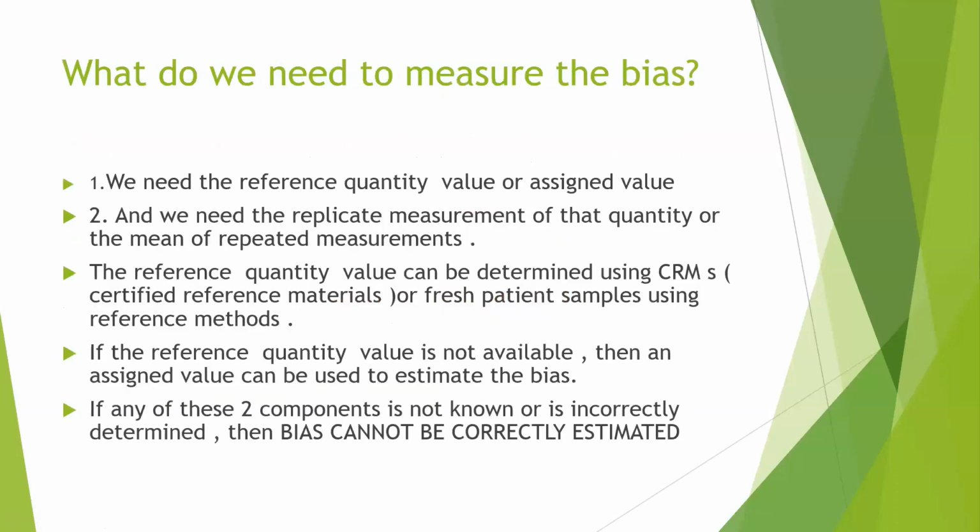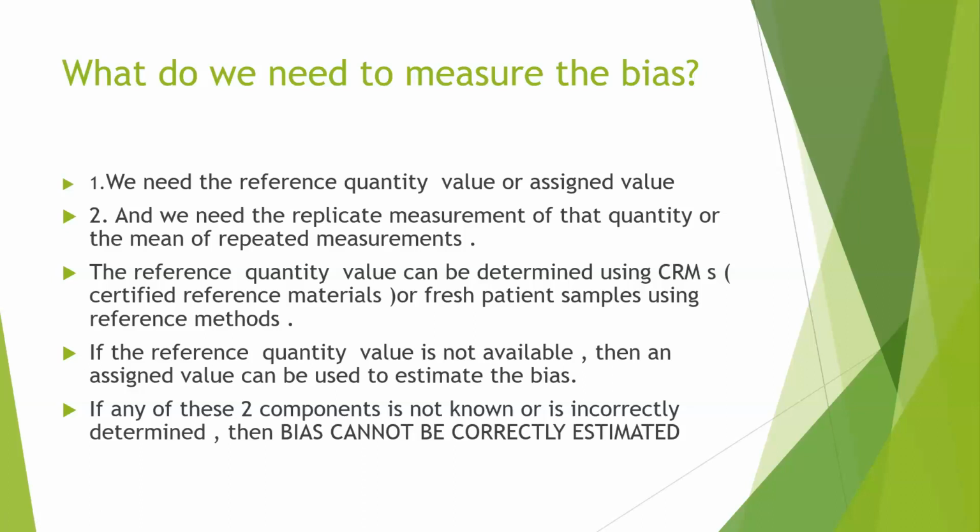Now, what do we need to measure the bias? We need two things to measure the bias. And if they are not there, then we actually cannot measure the bias. So one should be careful when someone tells you this is the bias. You need to know the reference quantity or the assigned value, which is the benchmark, which is what we are measuring against. What is the reference quantity or the reference value?